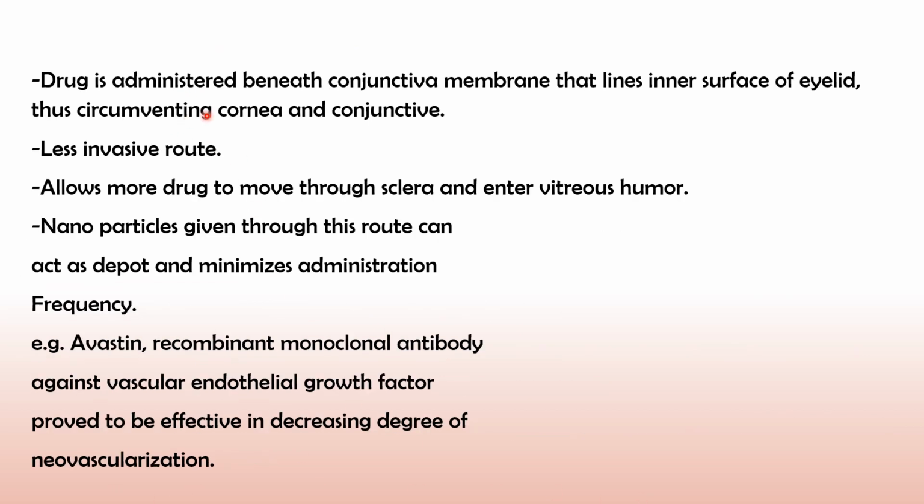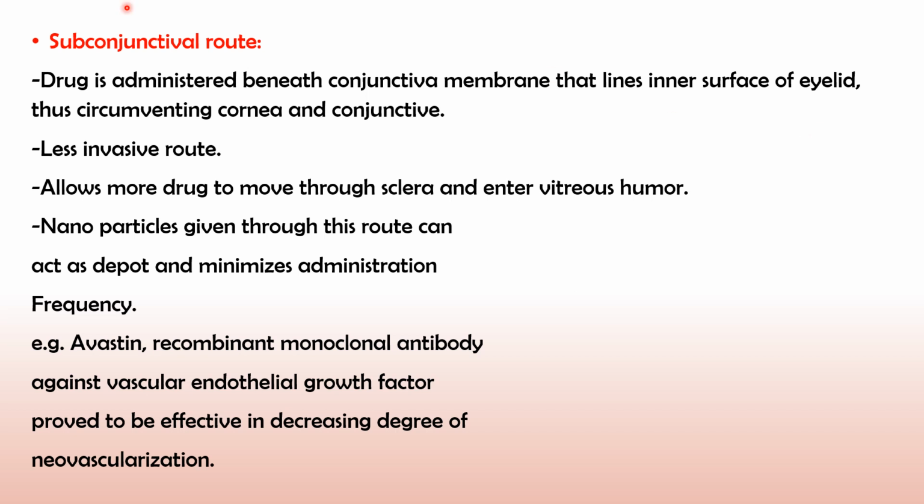The next is the subconjunctival route. The drug is administered beneath the conjunctival membrane that lines the inner surface of the eyelid. Now if you see the eyelid, inside the eyelid, that particular mucosa is the conjunctiva, and if you are going to give the drug, you have to give it below that conjunctiva.